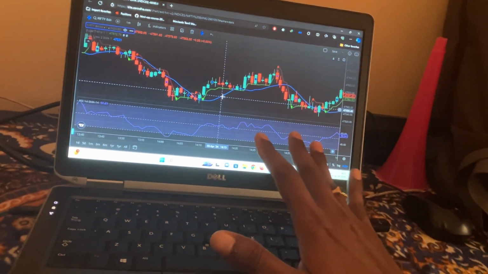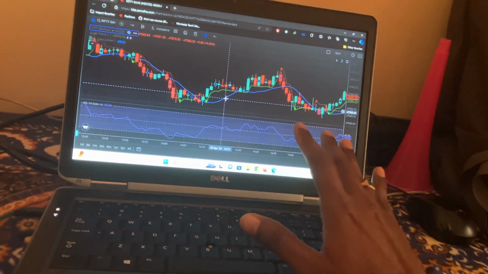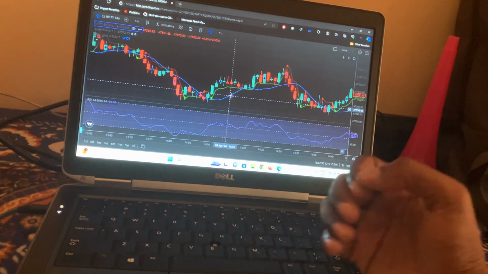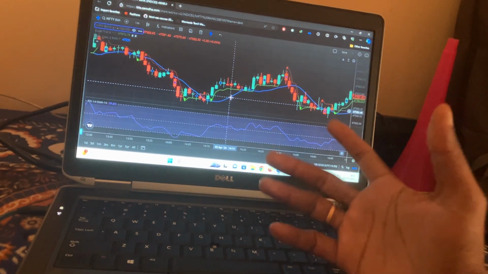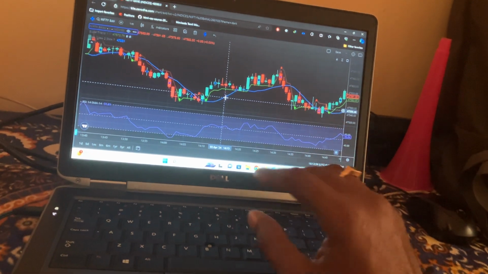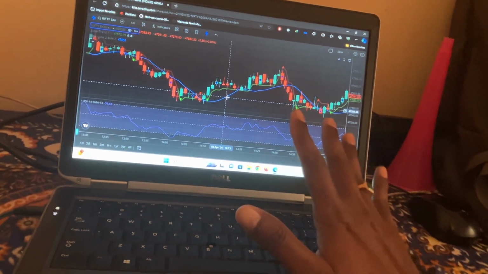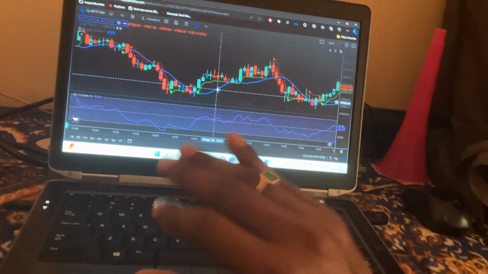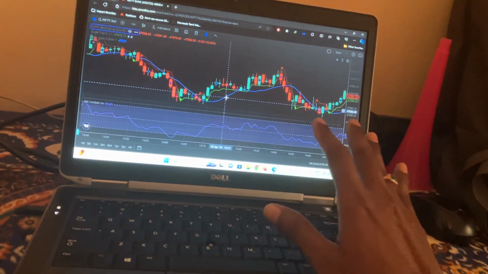If you don't have confidence, you should be out of your fear. You should not have any kind of fear, you should have confidence, and you should be in a good mood to do the trading. If you are not in a good mood to do the trading, please avoid trading at all.